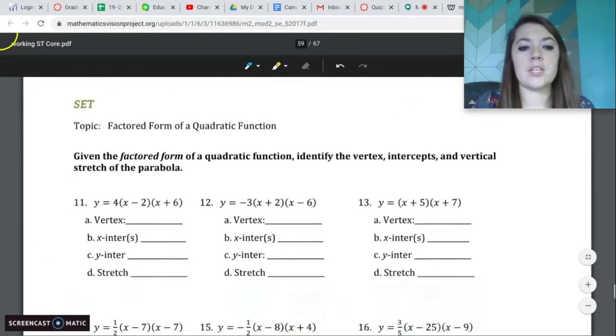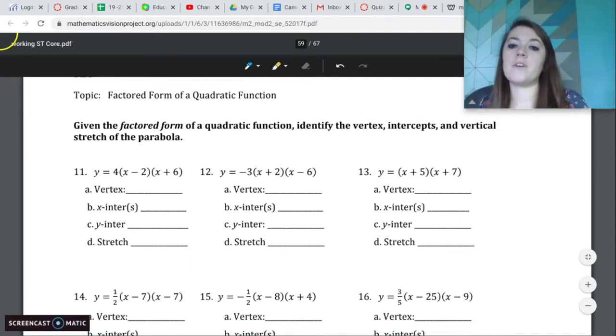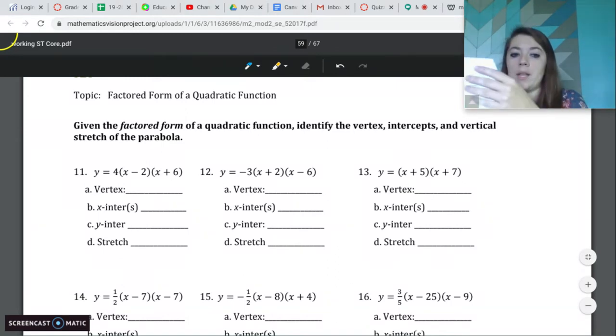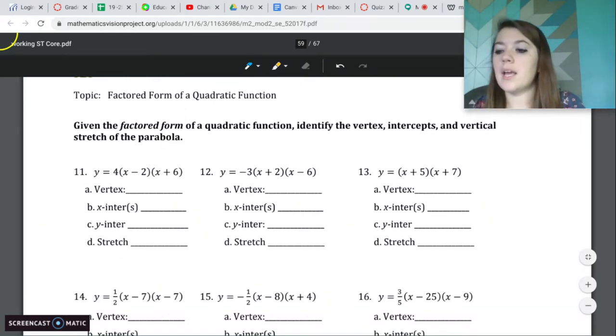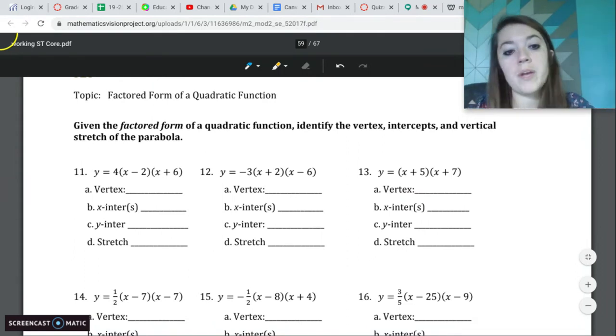All right, the next section: factored form of a quadratic function. Given the factored form of a quadratic function, identify the vertex, intercepts, and vertical stretch of the parabola. So what we're looking at here is finding the different parts based on the factored form. The factored form is where we have x minus something times x plus something. So we have those two binomials being multiplied together.